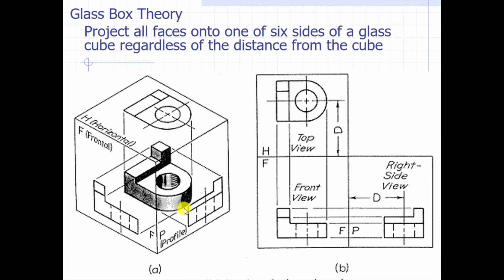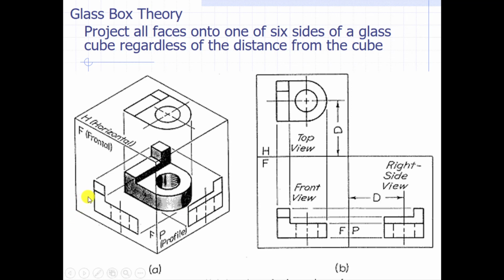So this is the most important slide in this entire presentation. This is the glass box theory. And what the glass box theory tells us is that in order to get an orthographic drawing, you need to project all 3 views to an invisible glass box.